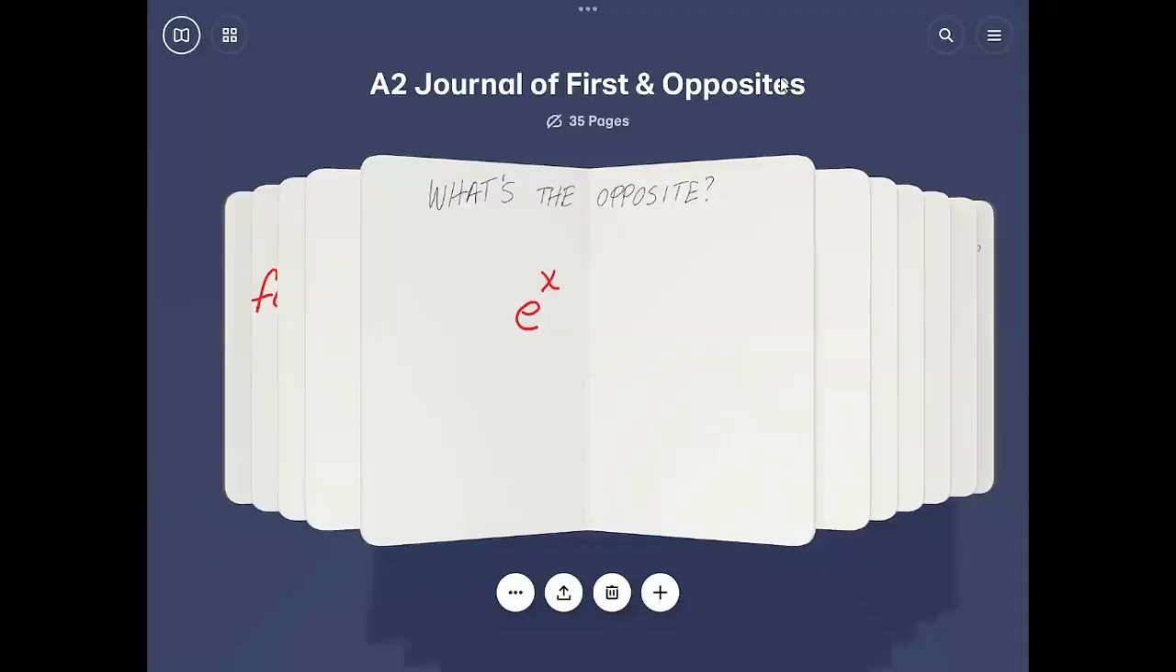Hey, this is a game that I created to help students find the inverse of functions. Because in order to find the inverse of functions, you need to be able to look at the original function and know what operation is going first, and then you also have to know what's the inverse of that operation.